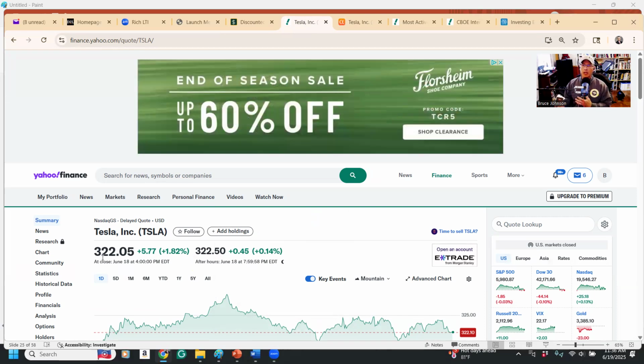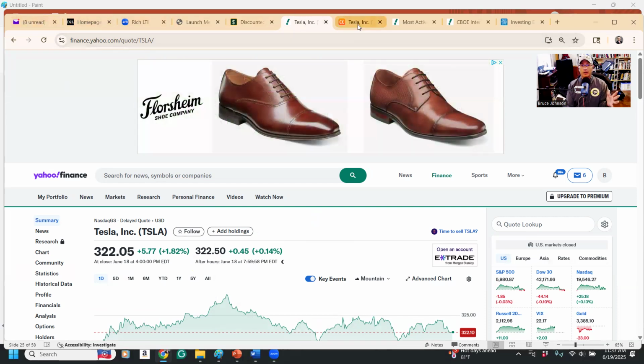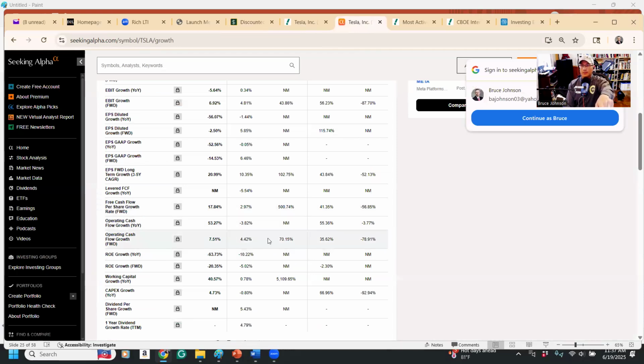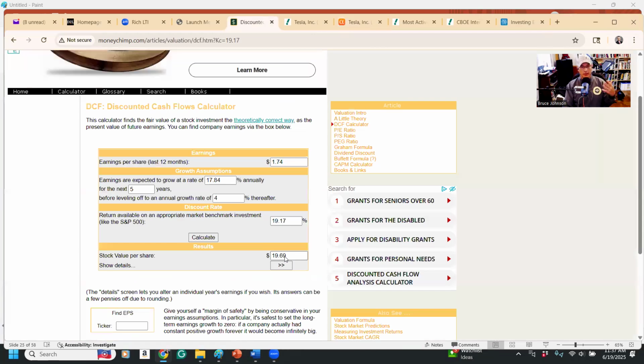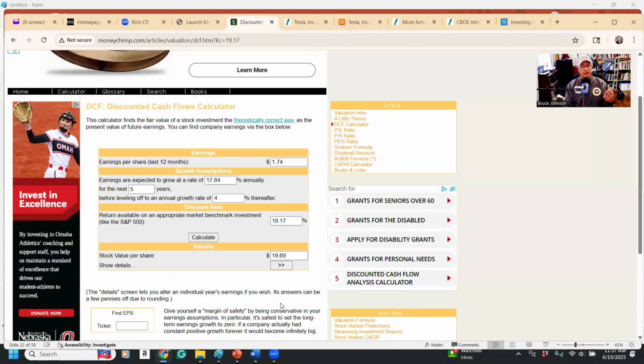And people would say, oh, yeah, but it's supposed to grow by more. No, the analysts have already figured this out. Guys, these growth rates are the analysts saying, even with all of this growth in the future and great things and everything else, if you add all that in and figure all that out, it still is not worth $322. Okay, we think it's only worth $19.69.